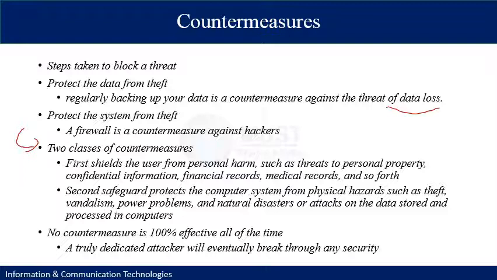The first one shields the user from personal harm, such as threats to personal property, confidential information, financial records, medical records, and so forth. The second class safeguards and protects the computer system from physical hazards such as theft, vandalism, power problems, and natural disasters, or attacks on the data stored and processed in computers. However, no countermeasure is 100% effective all of the time, so a truly dedicated attacker will eventually break through any security.